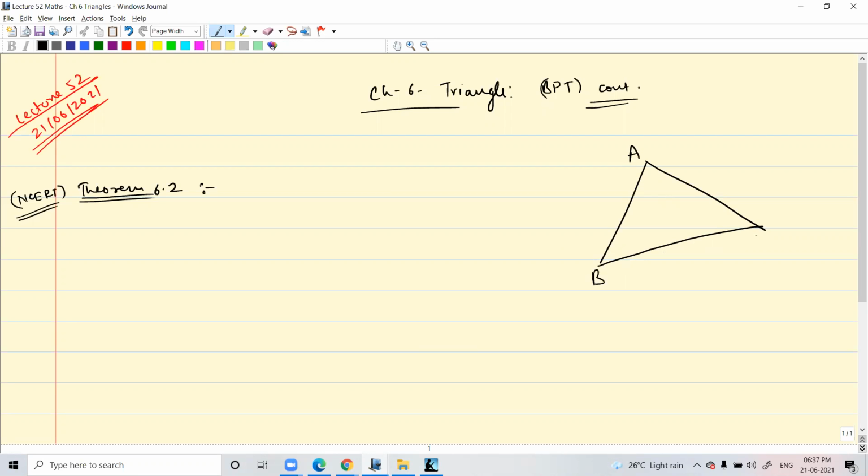If I have a triangle ABC and there is a line which is parallel, let's say, to AC, and this is DE. So tell me, what does the BPT tell us? What does the basic proportionality theorem tell us? If DE is parallel to AC, then what happens?